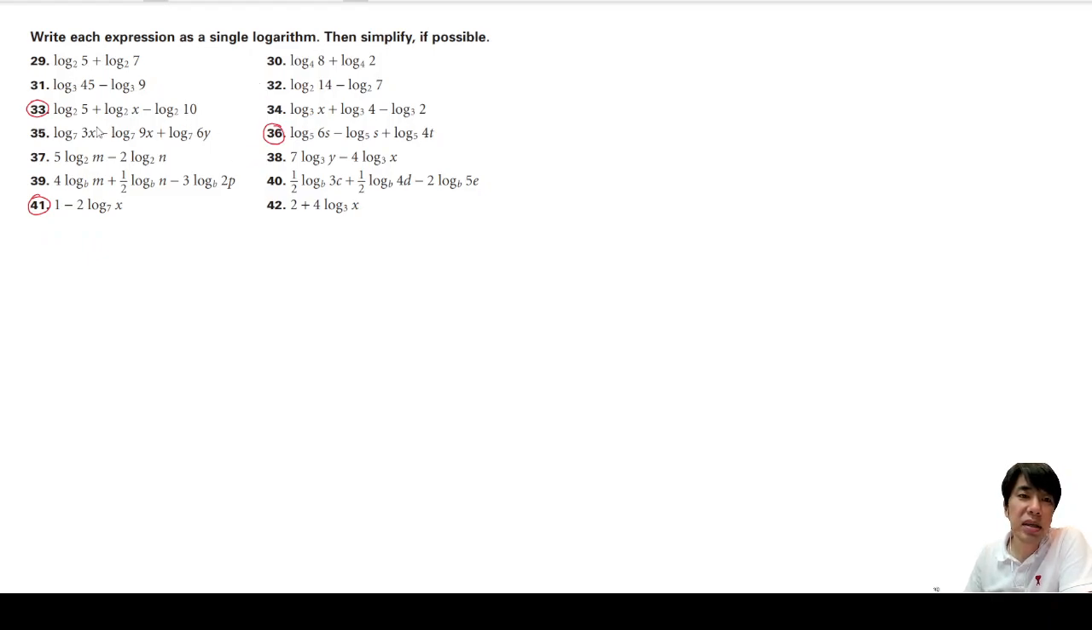Instead, let's look at 35. 35 is also easy. Log base 7 of 3x minus log base 7 of 9x plus log base 7 of 6y.